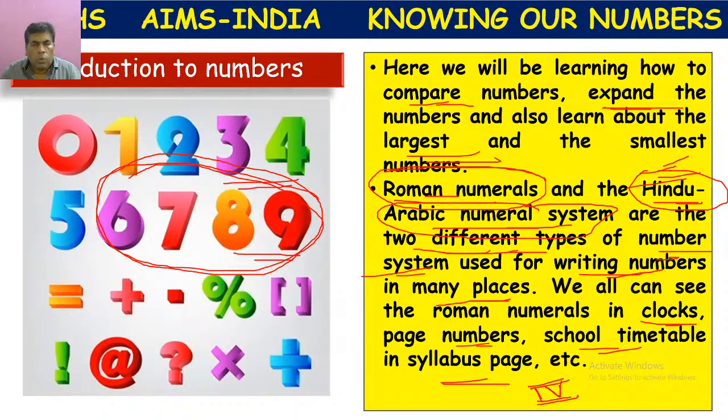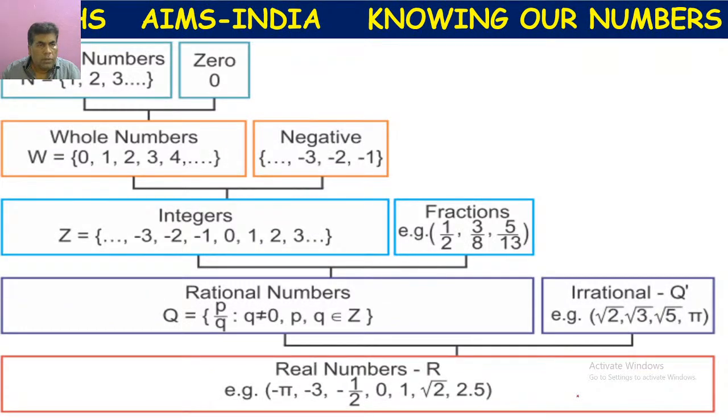Okay, we have two kinds of number systems. One is the Roman numeral system, another one is the Hindu-Arabic numeral system. Regarding these two types also, we are going to learn in this chapter. So next, actually, before proceeding into the numbers, let's see the types of numbers. We have to first understand the types of numbers.